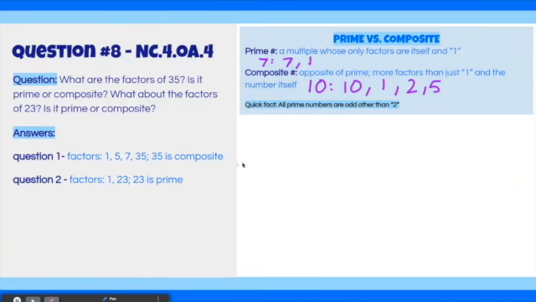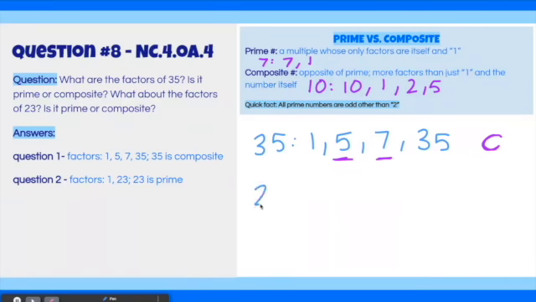Okay, so going back to the question. So the factors of 35 are 1, 5, 7, and 35. And since it has more factors than just 1 and itself, we know that 35 has to be composite. 23's factors are just 1 and 23. And since it has no other factors except 1 and itself, it is a prime number.